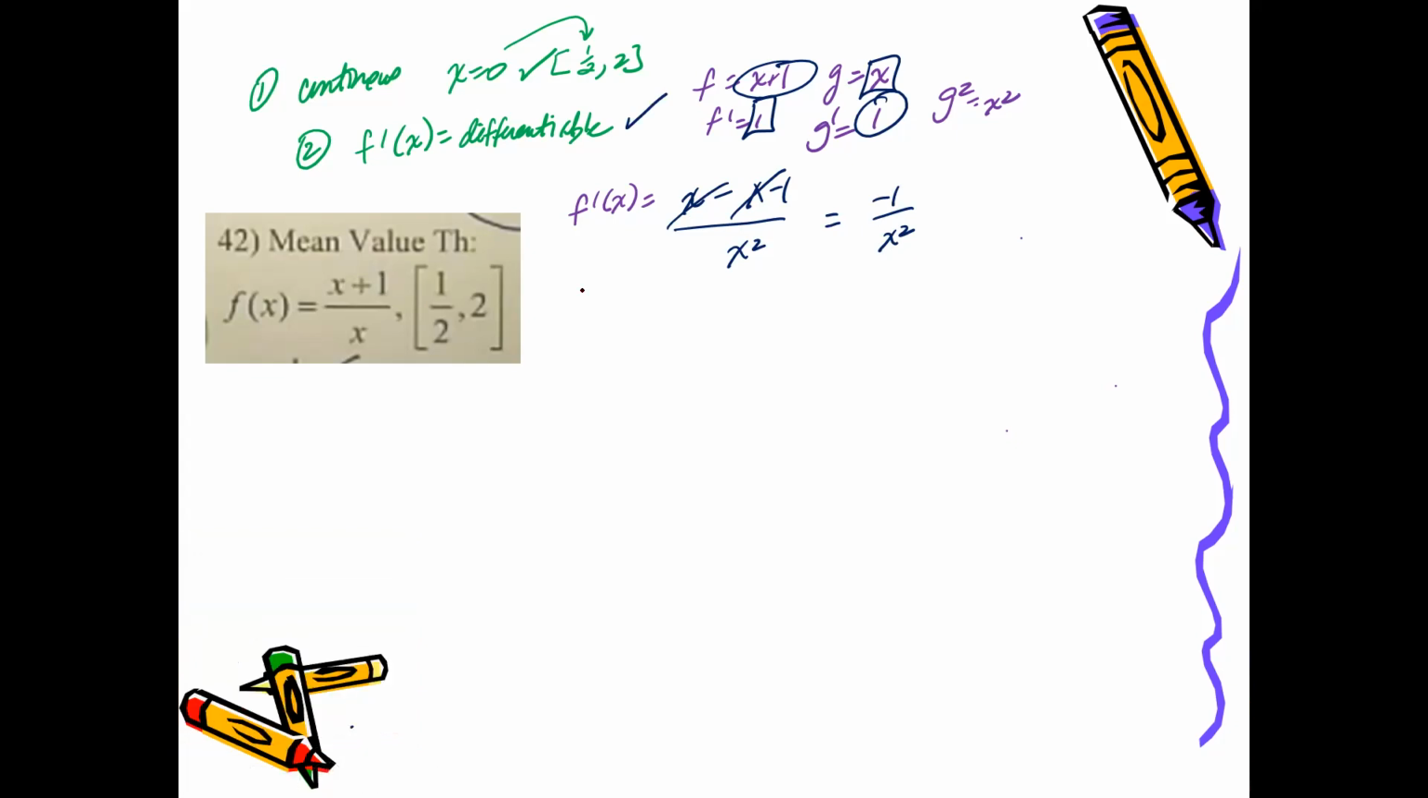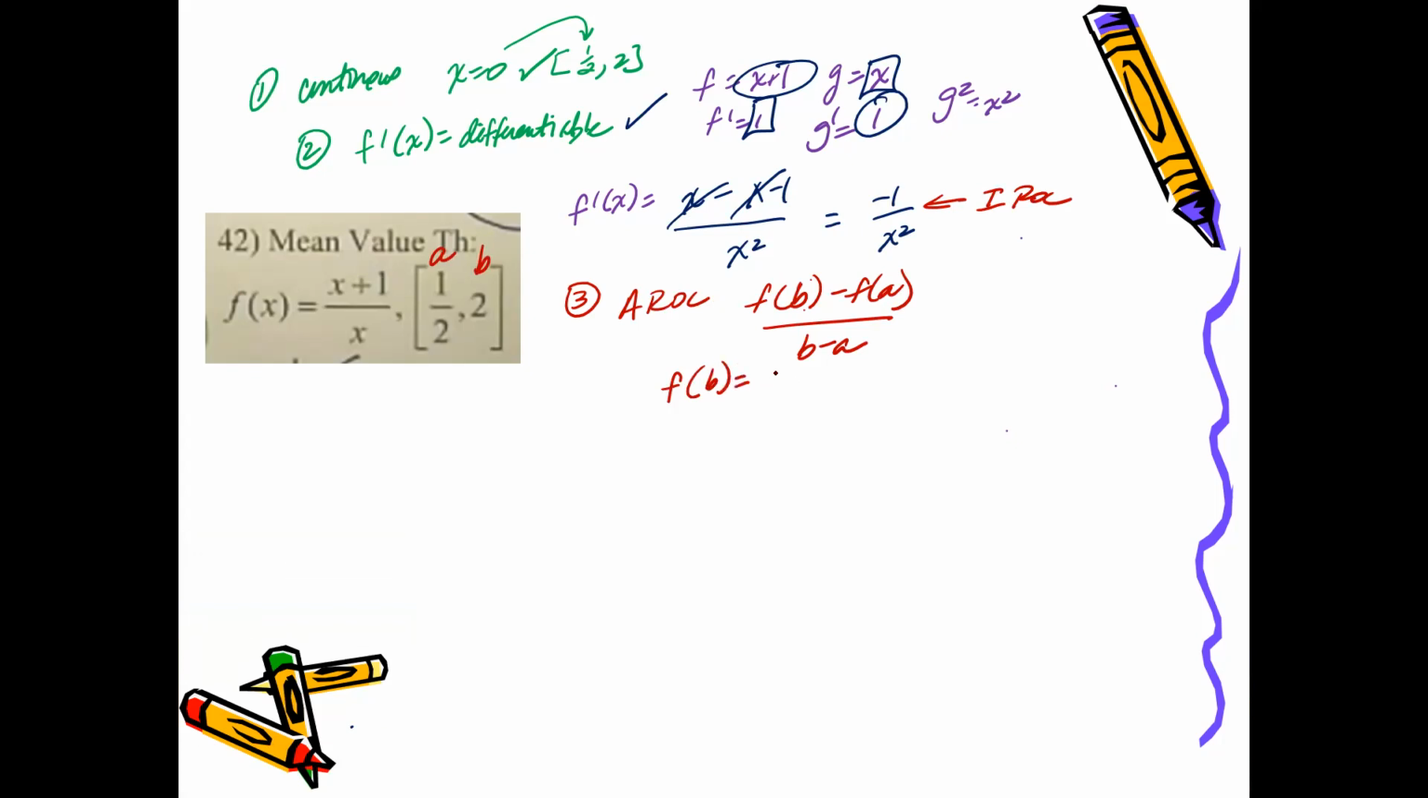The third step is that you will need to find the average rate of change. Know that this part is the instantaneous rate of change, and then the fourth step is to set the two equal to each other. So the average rate of change is going to be f of b minus f of a over b minus a. Given the fact that a is 1/2 and b is 2, let's go ahead and find them.